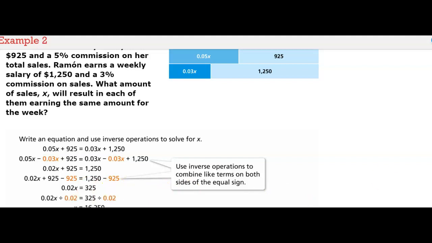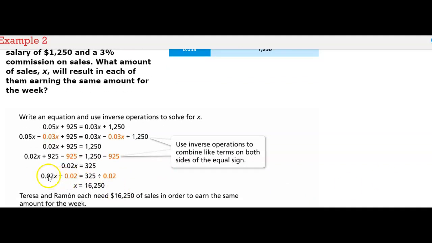Then we're going to solve finally for x, and we're going to divide, which is the inverse of multiplication, by that 0 and 2/100 on both sides. And so x, which is the amount of sales, is $16,250 of sales for both Teresa and Ramon to earn the same amount.